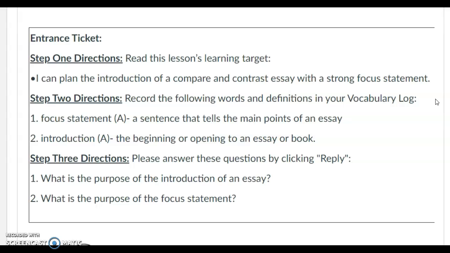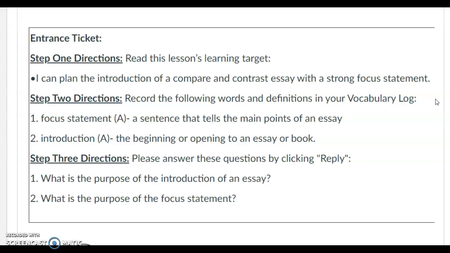So the first word that you need to have in your vocabulary log is focus statement. It is an academic word, and the definition is a sentence that tells you the main points of an essay. And our second word is introduction. Again, that is an academic word as well. The definition of an introduction is the beginning or opening to an essay or book.